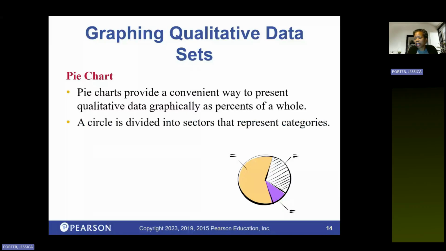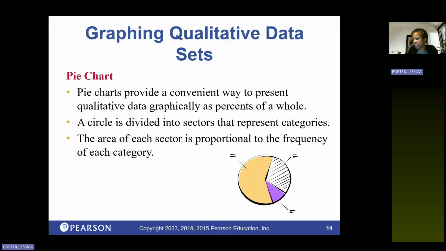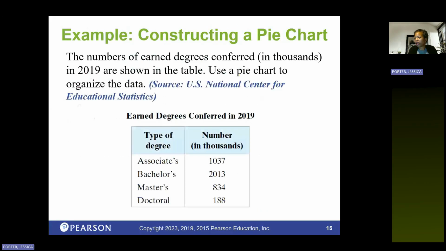So again, it's a circle, and you've probably seen these before way back when you were in school, not way back for some of you, but for some of us, way back. I'm included in that, so don't think I'm talking about anybody. So constructing a pie chart. You can also do this in StatCrunch. They have the types of degrees from 2019 in thousands.